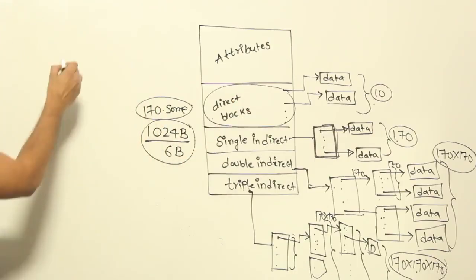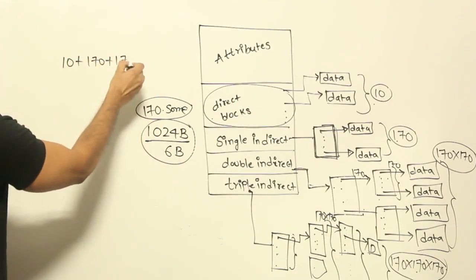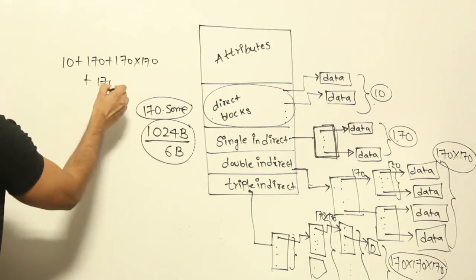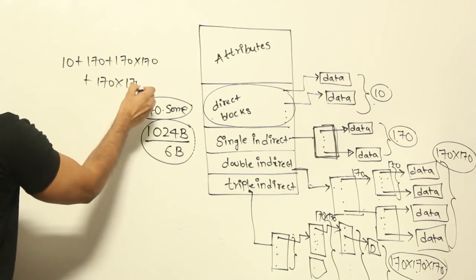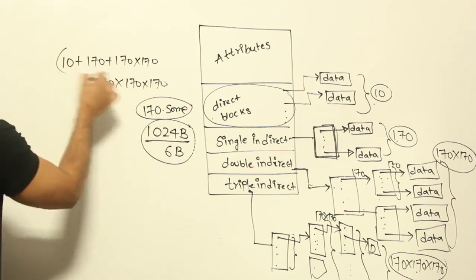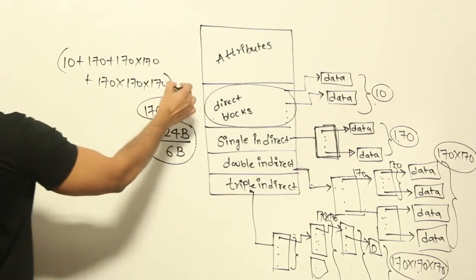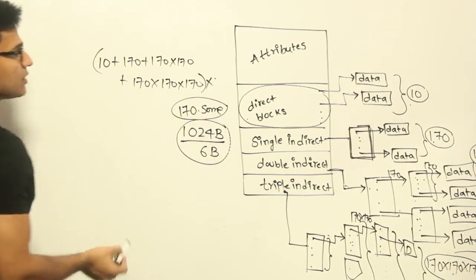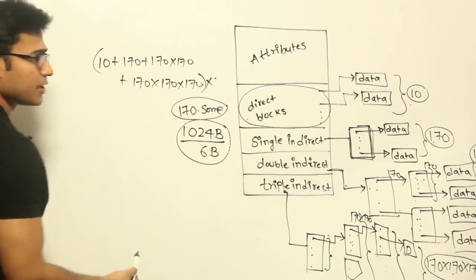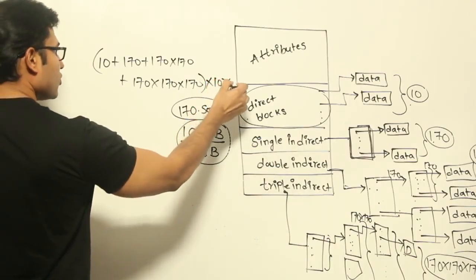So it is going to be 10 plus 170 plus 170 into 170 plus 170 into 170 into 170. This is the total number of data blocks we are going to get, and we have to multiply it with the size of the data block. So each data block is of size 1 KB, which means 1024 bytes.